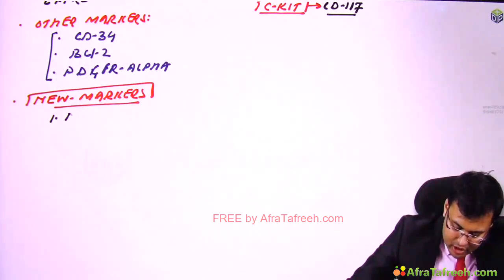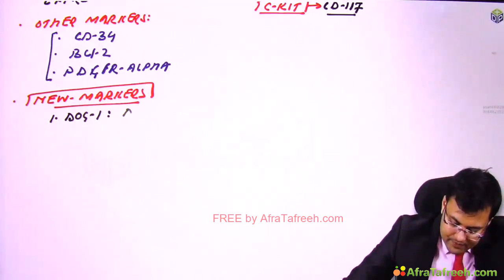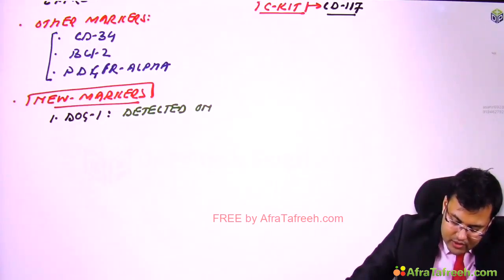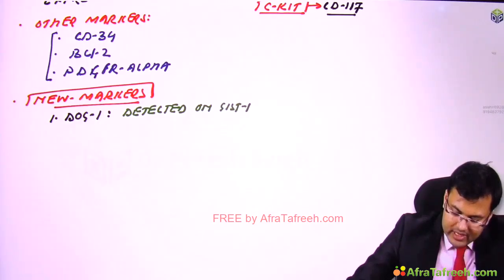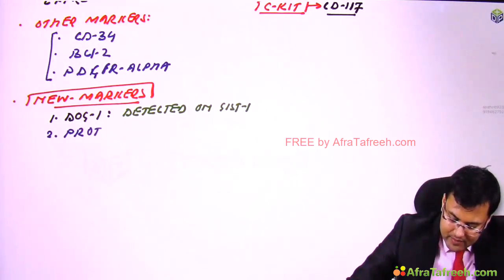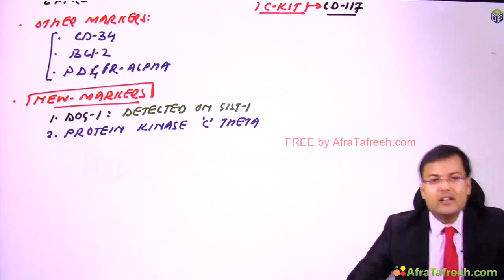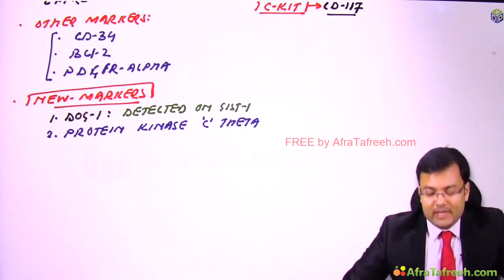First, DOG1. This is most important. Full form, it's detected on GIST1. And second is protein kinase C theta. These are the two new markers, in which DOG1 is most commonly asked.